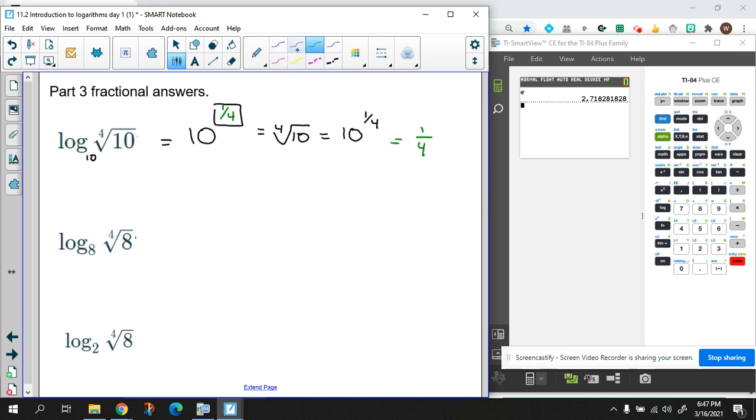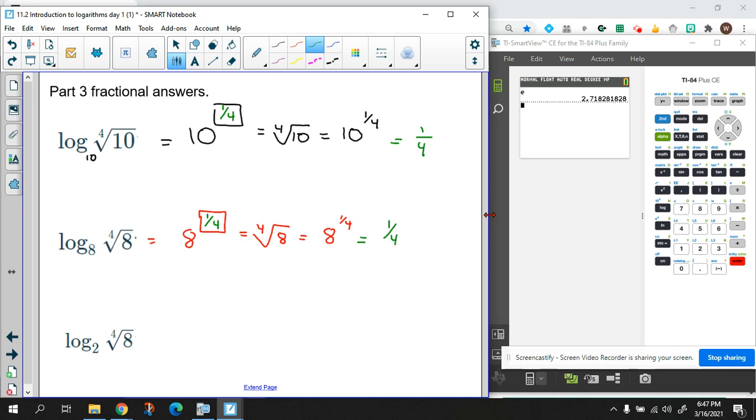Try again. Log base 8 of the fourth root of 8 really wants me to figure out 8 to some power would make the fourth root of 8. I think rewriting this as 8 raised up to the 1/4 power makes it more obvious. If these two have the same base and we want to put an equal sign between them, then those powers must match. That one is also 1/4.